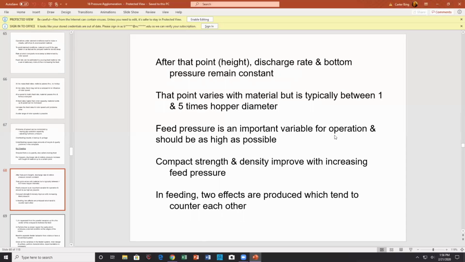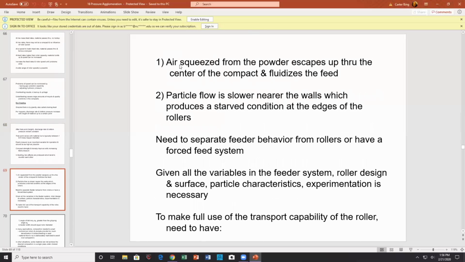Feed pressure is an important variable for operation. It should be as high as possible. Compact strength and density improve with increasing feed pressure. And in feeding, 2 effects are produced which tend to counter each other. Air squeezed from the powder escapes up through the center of the bed and fluidizes the feed. Particle flow is slower near the walls, which produces a starved condition at the edges of the roller. Need to separate feeder behavior from rollers or have a force feed system.